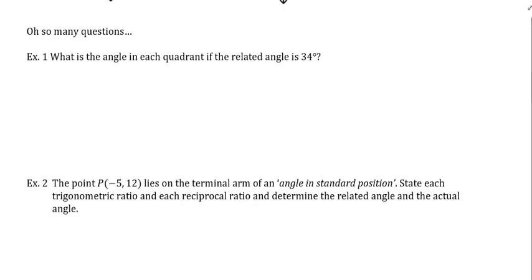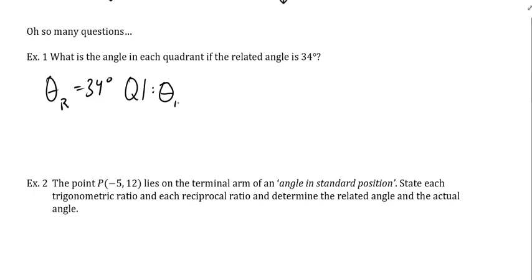Okay, so here's all the different kinds of questions that we look at. First one, very simple. If the related angle is 34 degrees, what is the terminal angle in each quadrant? So this is how we write it. Theta related equals 34 degrees. And again, this might be a visualization more than a memorization process. So in quadrant one, I like to use this little thing. I think I made it up, but we're going to use it.